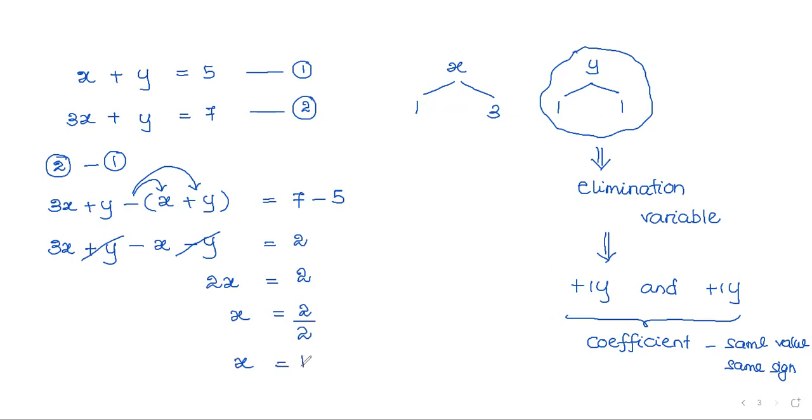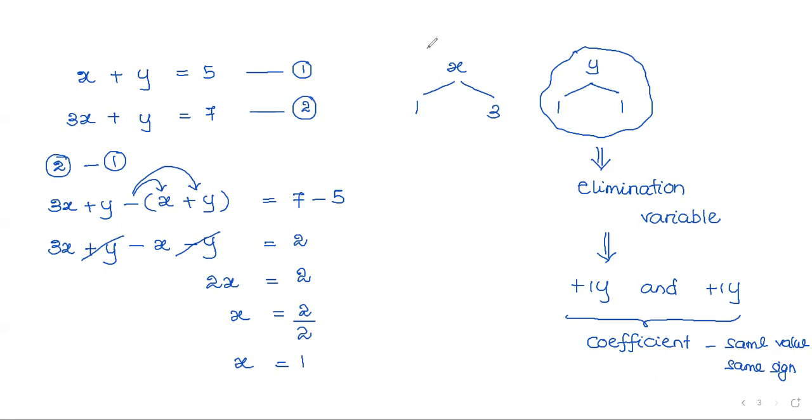Am I clear? I repeat, when you have 2 equations with 2 variables, a simultaneous equation, you want to find the value of x and y. We have 2 methods to solve this, the substitution method and the elimination method. But here we have selected the elimination method. When following the elimination method, first of all we need to number the equations, equation 1 and 2.